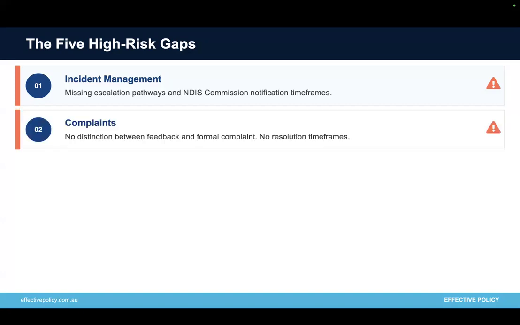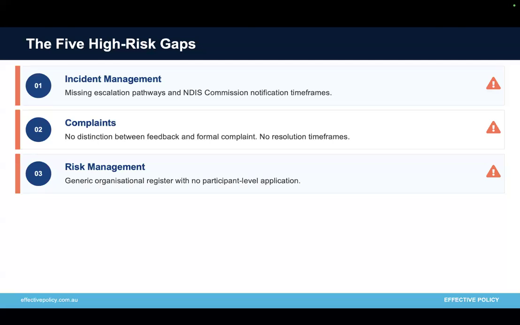Complaints. We still find many people, and some are owners and some are managers, with no distinction between what a formal complaint is and what a piece of feedback is. And they don't know their resolution timeframes either.